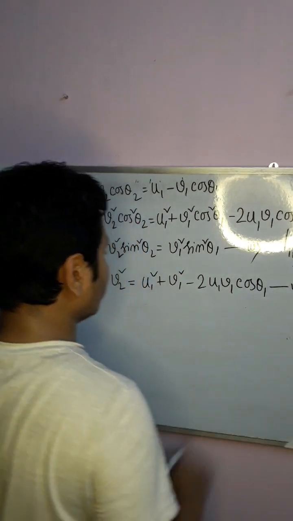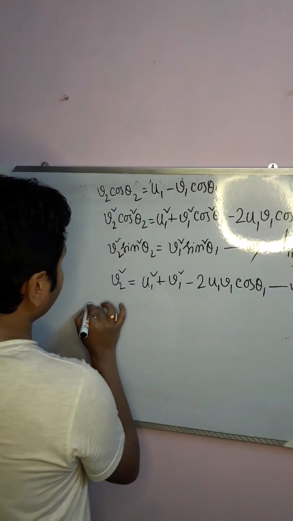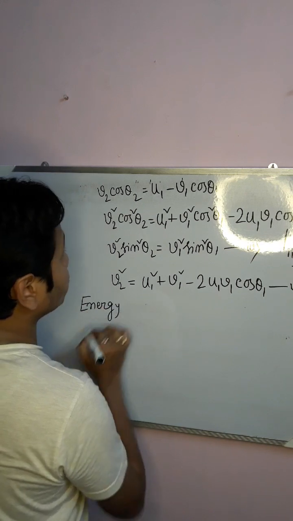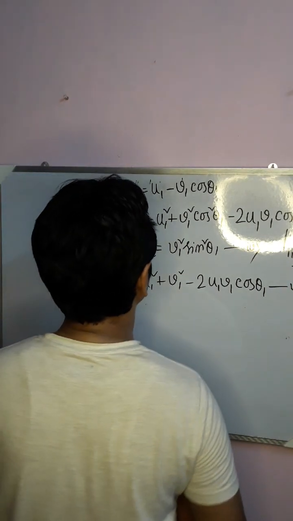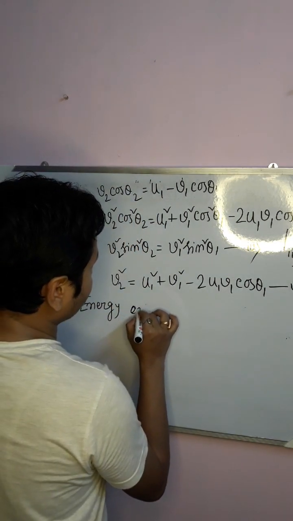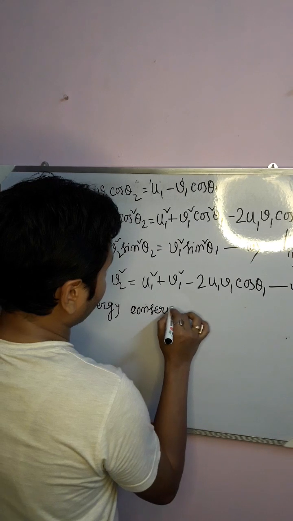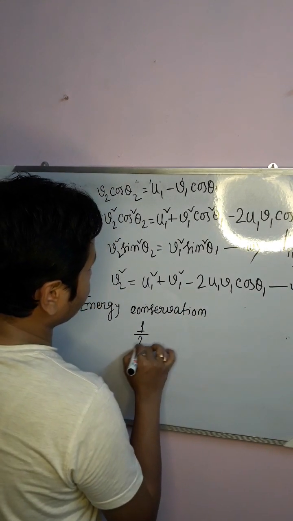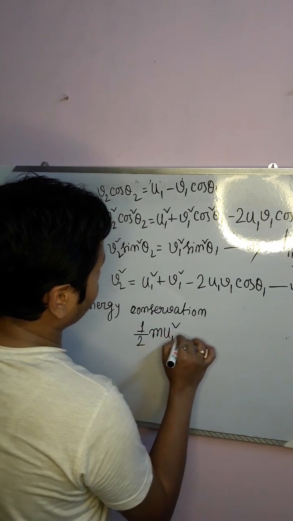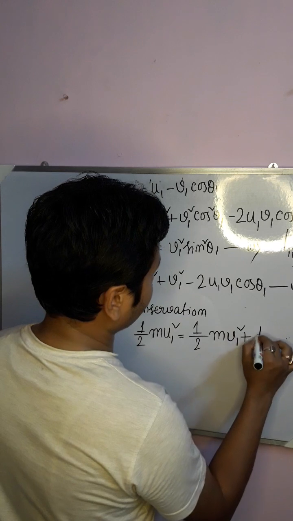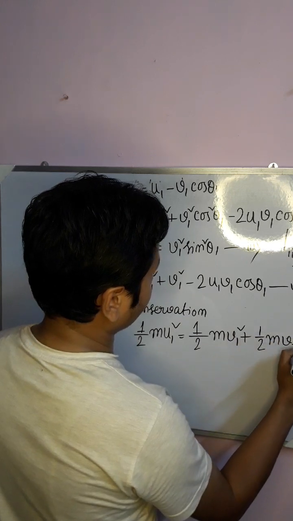Now if you look back at the picture, previously we did the calculation on the basis of the law of conservation of linear momentum. If we apply the energy conservation theorem, what will be the initial energy? Half m u1 square. And what would be the final kinetic energy? Half m v1 square plus half m v2 square.